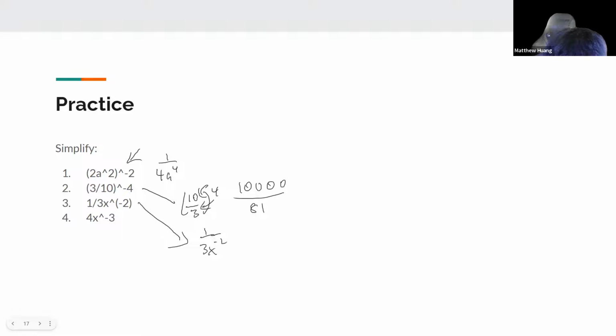This gets moved up, and this just turns into 2x squared. This last one is 4x to the negative 3. You can move this down. So just remember that, be careful, these are two different terms. This is a coefficient, so the coefficient doesn't need to get moved down. Only the thing that's getting raised to the negative exponent needs to get moved down with it. So this turns into 4 over x cubed.